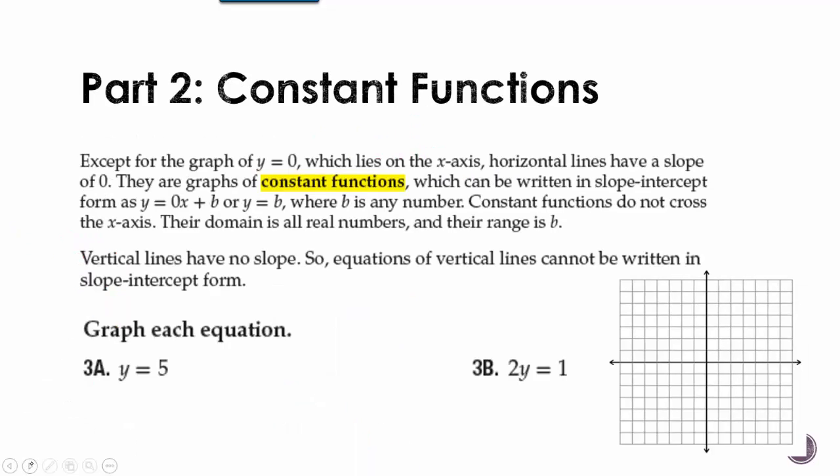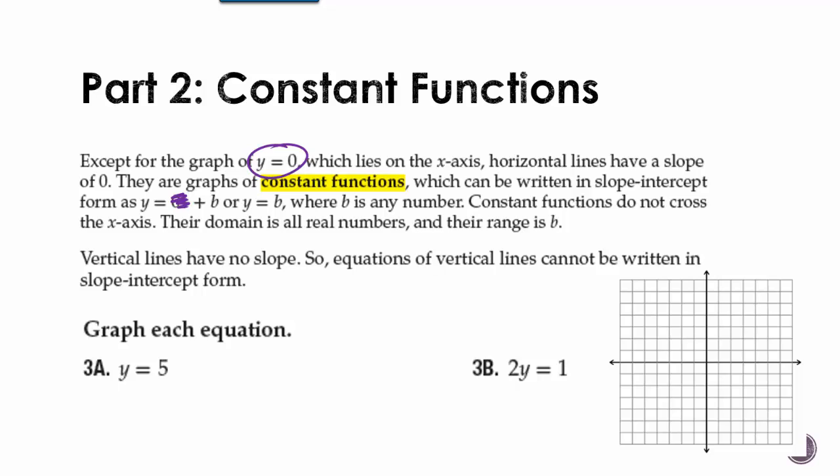So except for the graph of y equals 0, which lies on the x-axis, y equals 0 looks like this. All horizontal lines have a slope of 0. They're graphs of constant functions, which can be written in slope-intercept form as y equals 0x plus b, or just y equals b, because remember 0 times x is just 0, so we don't really need that. B can be any number. Constant functions do not cross the x-axis besides this one, because it's on the x-axis. Their domains are all real numbers, but their range is just that one value.